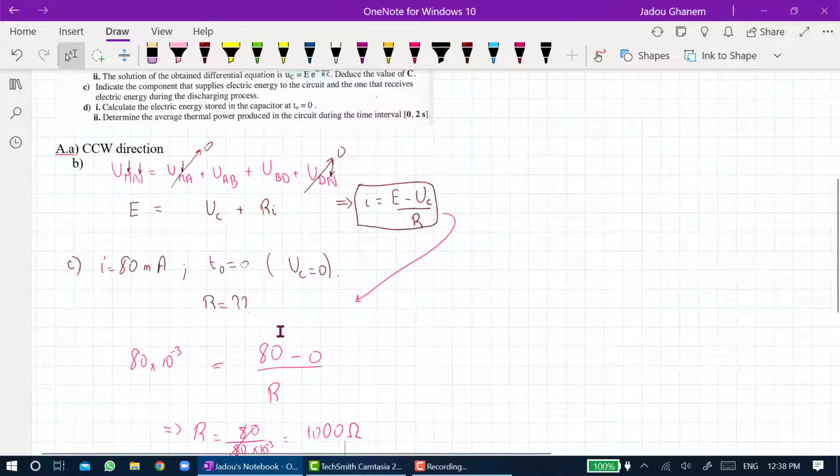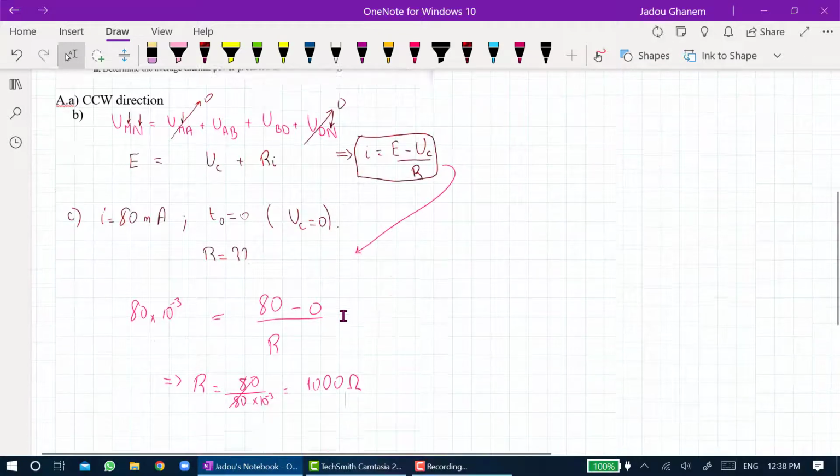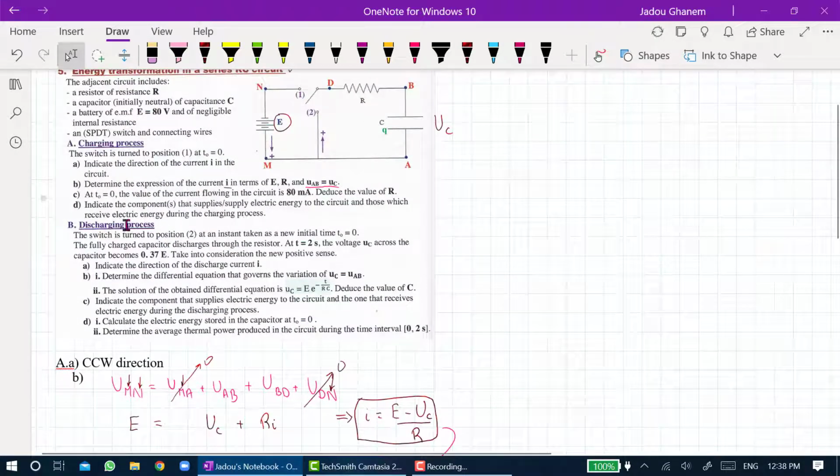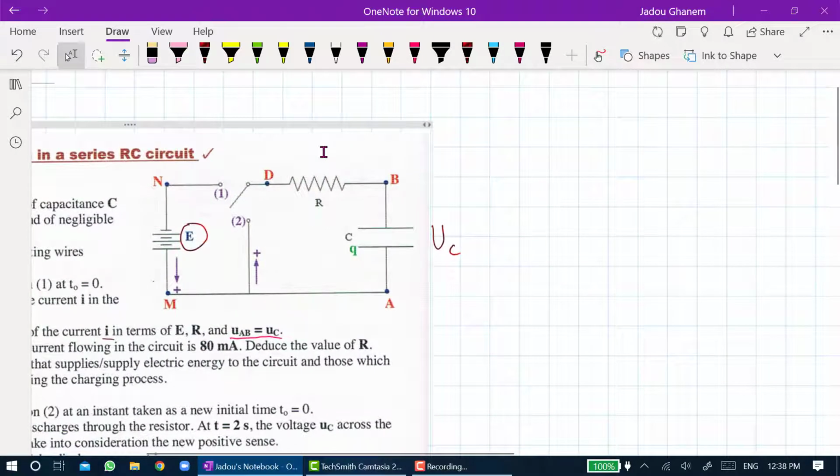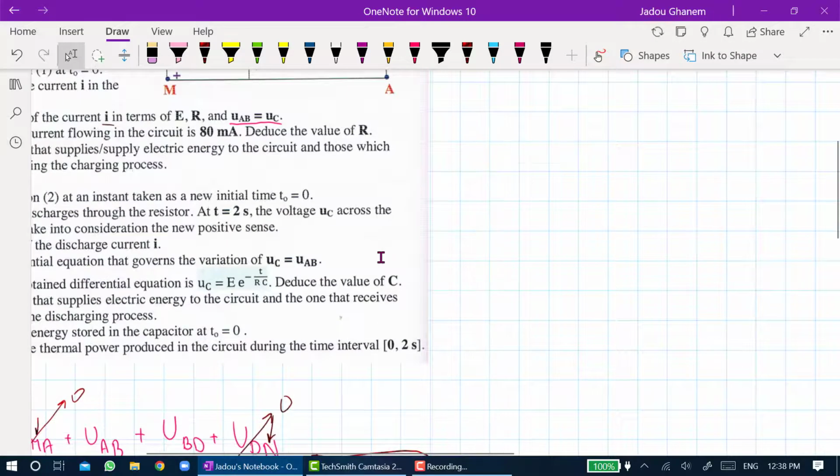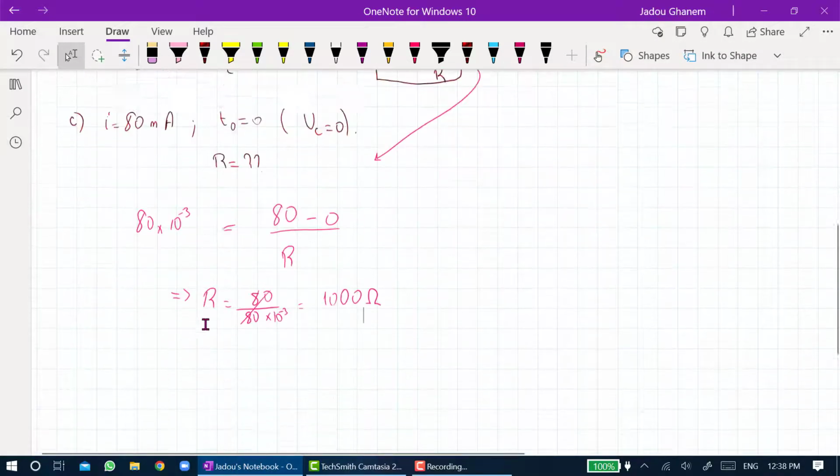This is part C. The final part for section A: indicate the components that supply electric energy to the circuit and those that receive electric energy during the charging phase. It's clear that the generator is supplying energy to the resistor and the capacitor, while the resistor and the capacitor are just receiving this energy from the generator. That's the last part, number D.